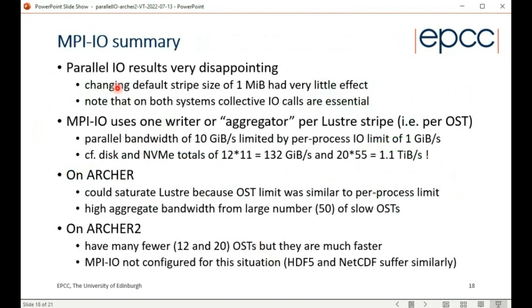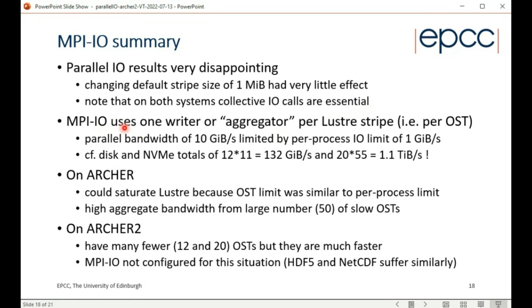So the MPI-IO summary: the parallel results are very disappointing. Changing the default stripe size had very little effect. I haven't mentioned this, but basically all these I/O libraries have two modes. One is collective, one is non-collective. You have to use collective. If you use non-collective I/O, which is where each process writes individually, then the I/O performance is truly awful. What you need is collective I/O, where the I/O system can nominate a subset of processes to be the writers, aggregate the data, collect it, and do a small number of large writes.